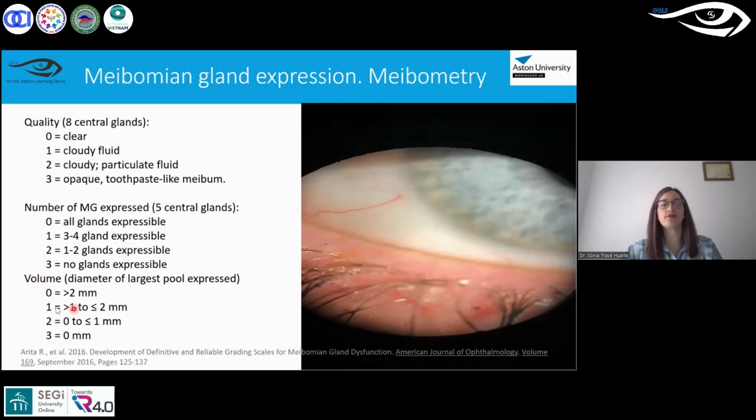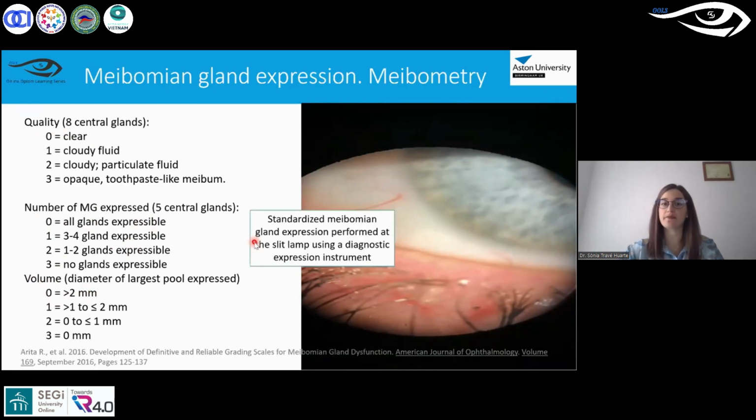And the amount of oils, the pool of expressed oil, it was quite big, actually. So I would probably say 0 as well. So this patient will actually be quite good. So that's a Meibometry scoring. We just need to make sure that you use a specific device for that. So in this case, I was using the Meibomian gland evaluator.